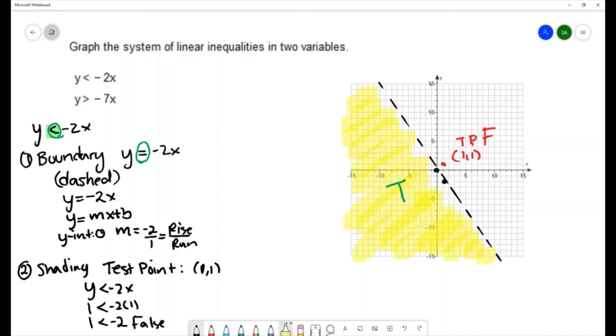Now we want to do the same thing for the second inequality. The second inequality is y is greater than negative 7x. We'll start off with the boundary. That boundary is y is equal to negative 7x. And once again, our inequality does not include the equal to, so our boundary should not be included in the solution set. So we will draw that boundary line dashed.